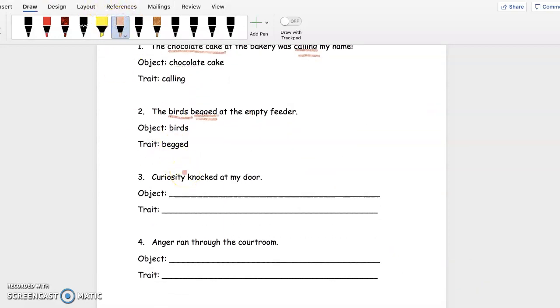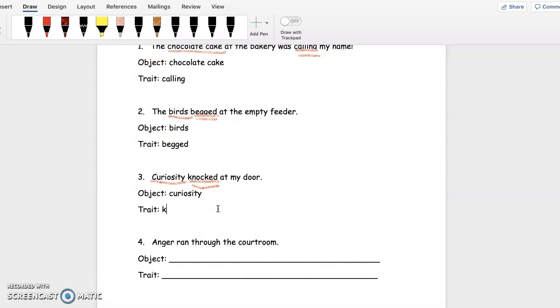Curiosity knocked at my door. Okay, so what's the object? Curiosity here, right? What did curiosity do? What is the trait that was given? It knocked. And we know that curiosity can't really knock, right? All right, so let's go ahead and write. So, of course, the object is curiosity. I'm going to make sure I spell that correctly. And then the trait is knocked. Okay. All right, good.